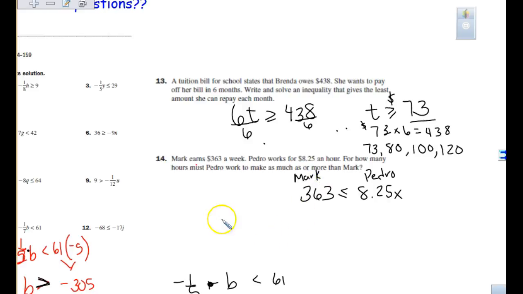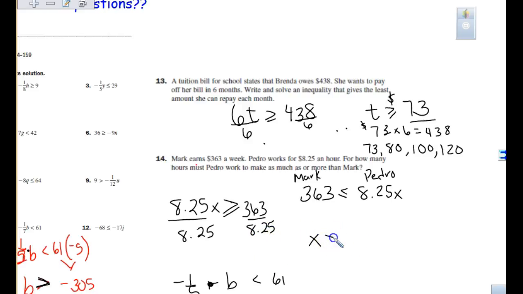Now, could you have written it and put Pedro first? Yes, it wouldn't matter, right? You could have this equation being 8.25x, and then you could have said, oh, I want him to make as much or more, so greater than or equal to Mark's, which is 363. Okay, does that make sense? So thinking about that, we're going to divide both sides by 8.25.